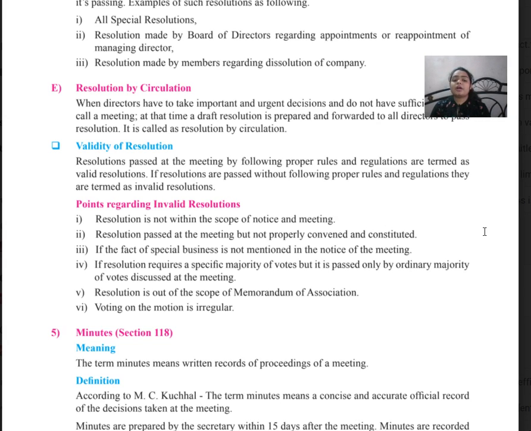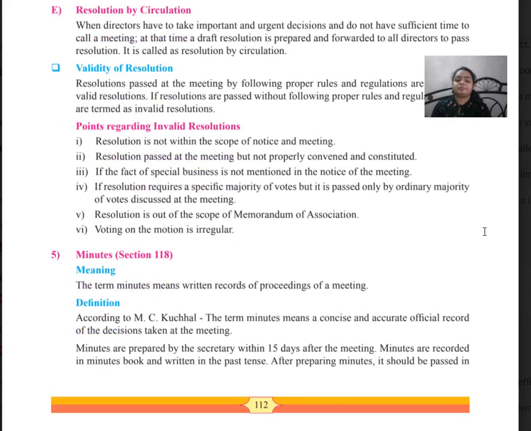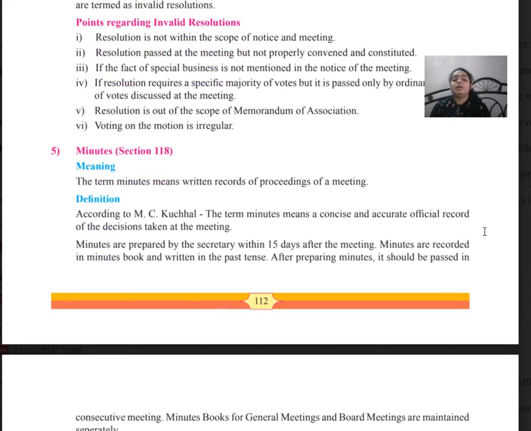So with this, we come to the end of the resolution part. Now next, we shall be starting about the minutes. Now, what do you mean by minutes? Minutes means a written record of all the proceedings, or whatever is taking place in the meeting. So the term minutes means written records of proceedings of the meeting.